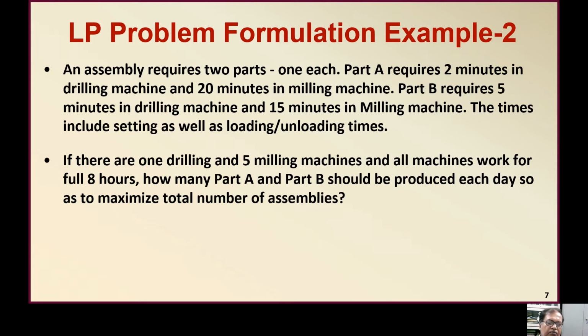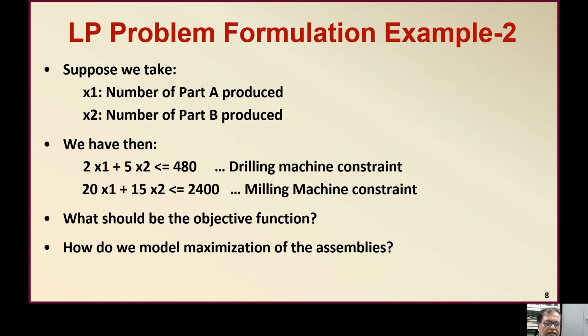8 hours is equal to 480 minutes and 40 hours is equal to 2400 minutes. So with all these different considerations, now you can see from the drilling machine point of view, 2x1 plus 5x2 should be less than equal to 480, that is the drilling machine constraint, and 20x1 plus 15x2 should be less than equal to 2400, that is the machine constraint.